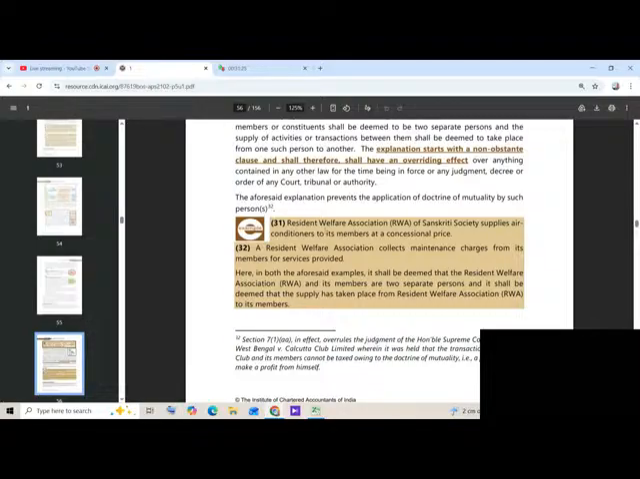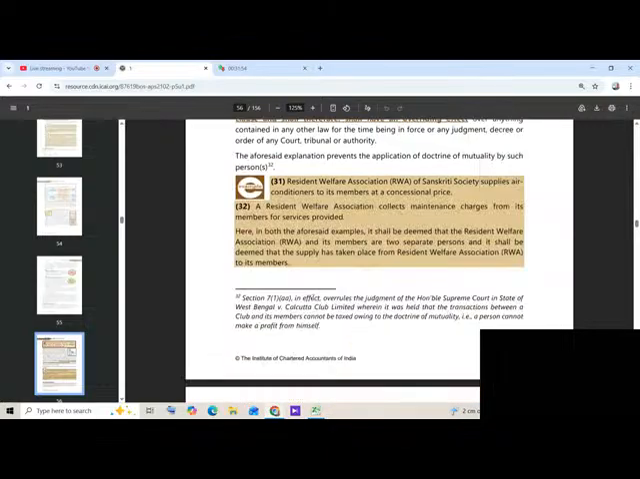Example 31. Resident Welfare Association of Sanskriti Society supplies air conditioners to its members at a concessional price. Example 32. A resident welfare association collects maintenance charges from its members for services provided. Here, in both the aforesaid examples, it shall be deemed that the resident welfare association and its members are two separate persons, and it shall be deemed that the supply has taken place from the resident welfare association to its members.